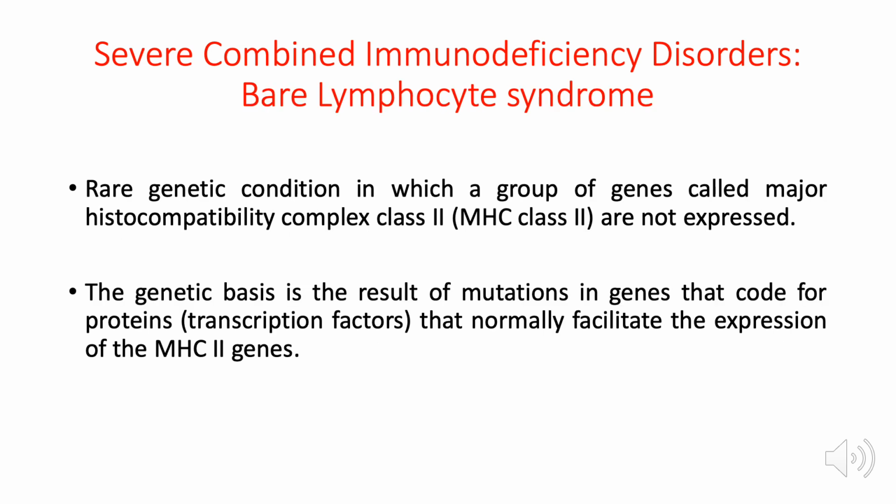The next type of SCID is the Bare lymphocyte syndrome. This is characterized by the absence or mutation of the genes that encode for the transcription factors that allow the cells, particularly the monocytes, the macrophages, and the B cells, to express MHC class 2. Now, if there is no MHC class 2, then there could be a possible consequence. What is that? We will discuss that in a while.